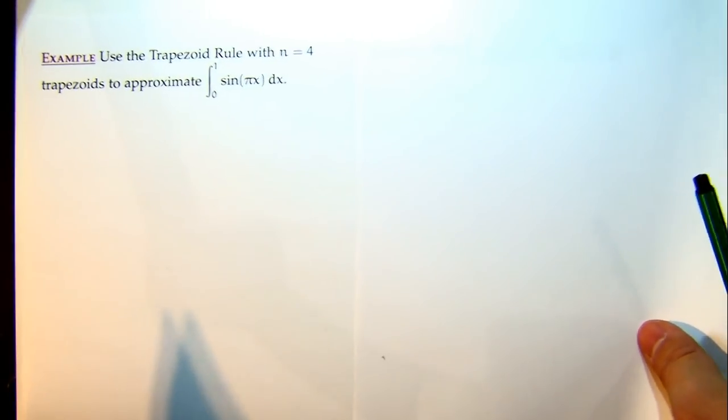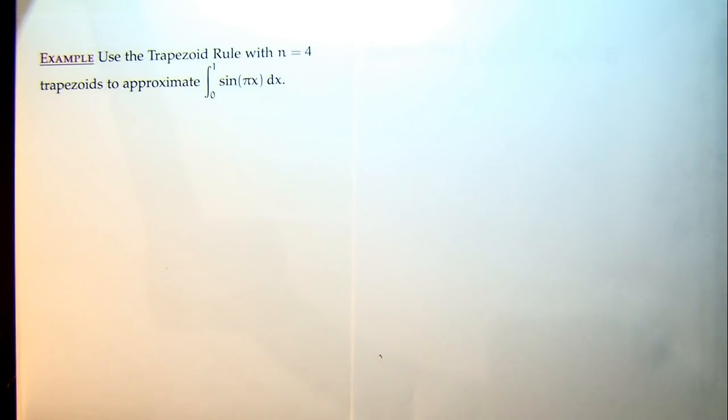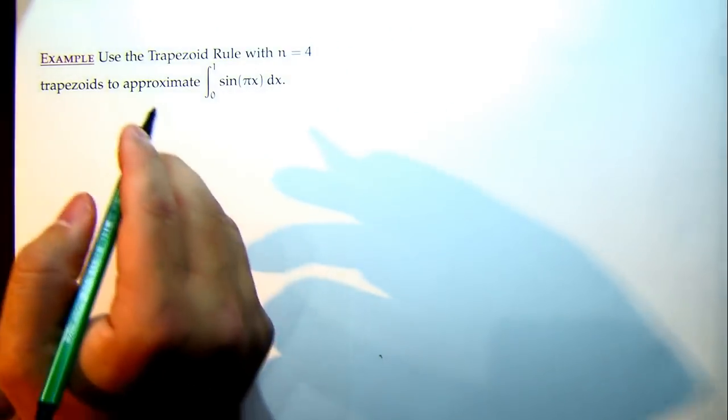Here we go. Let's use the trapezoid rule with n equals 4 trapezoids to approximate the integral of sine pi x from 0 to 1. Now, it is a definite integral, so it makes sense to talk about using the trapezoid rule, because you can only do the trapezoid rule for definite integrals. Well, what do we do? All right. What we can do is think about what's happening here.